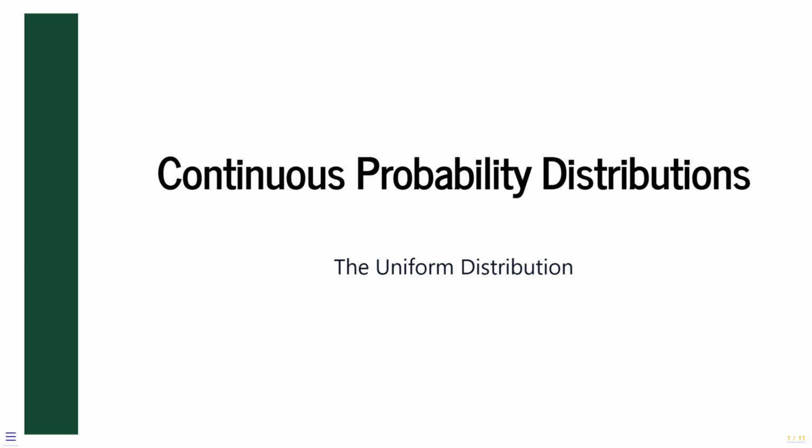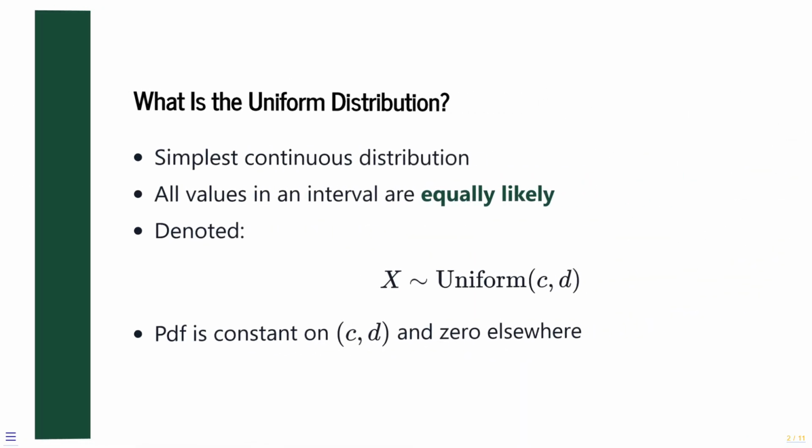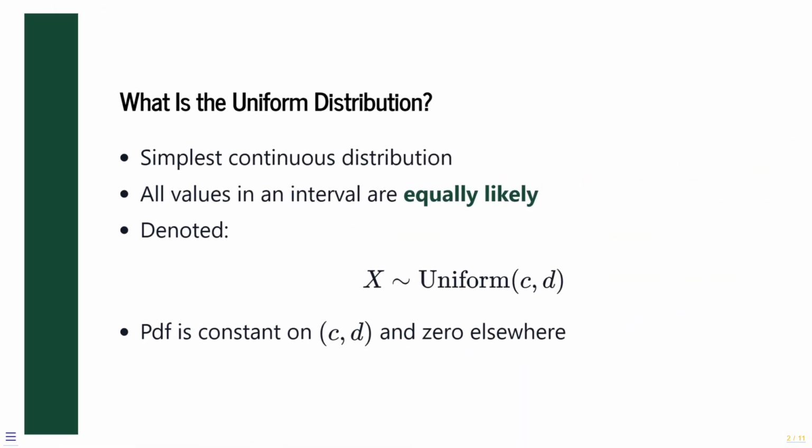In this video, we introduce the uniform distribution, which is the simplest continuous probability model. The key idea is that every value within a specified interval is equally likely. We denote the uniform with values C and D. C is the minimum value the random variable can take, and D is the maximum value it can take.